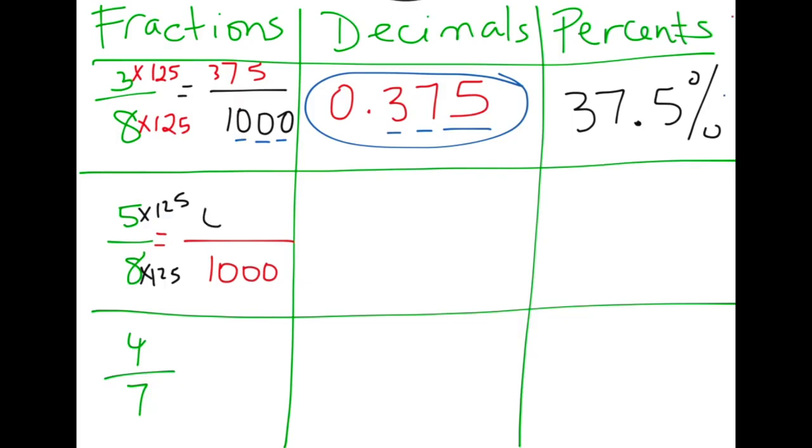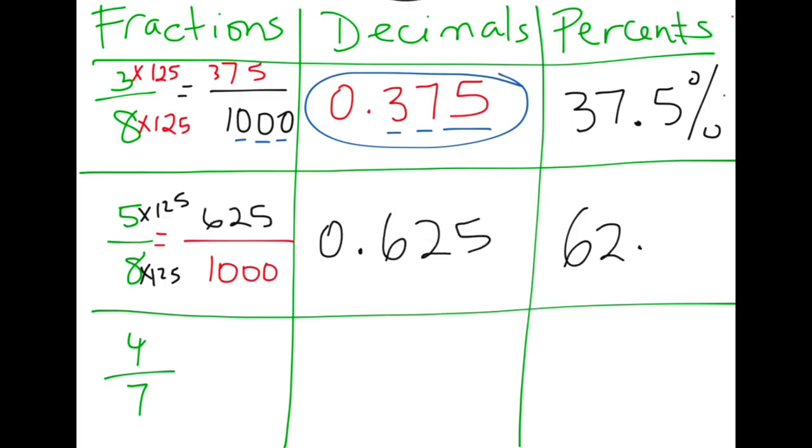That is 625. So that means 0.625, which is 62.5%. How about this one? This one is tricky because there is no number you can multiply by 7 to get 100 or 1000, so we have to use a long division.